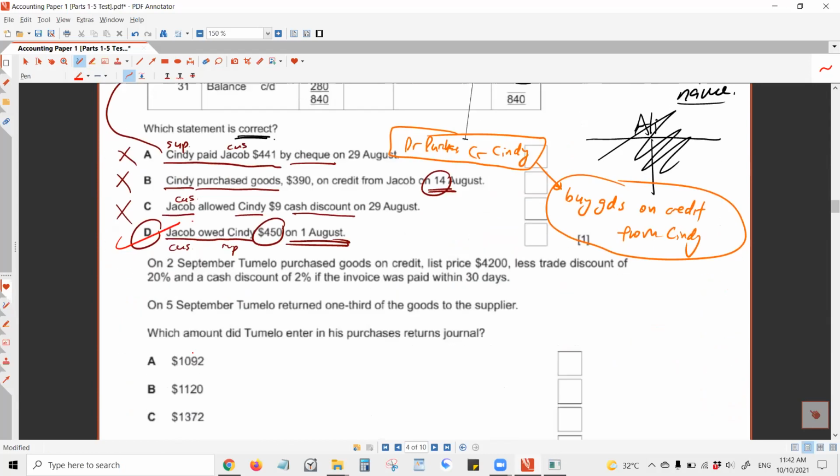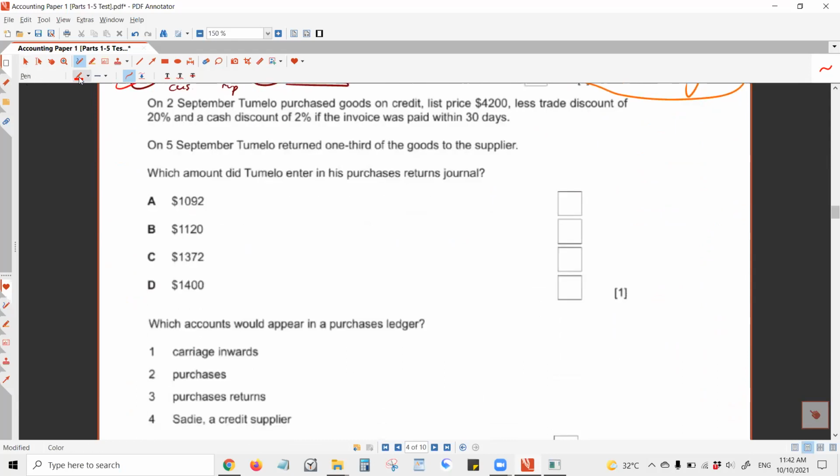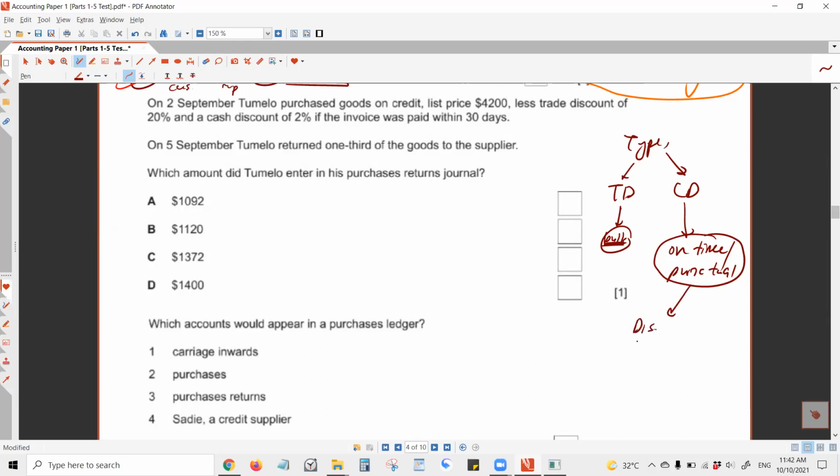Okay, now the next one. Here it involves discounts that you learned from part 3. Recall that there are two types of discounts: trade discount and cash discount. Trade discount is for buying in bulk. When customers buy in bulk, we give them trade discount. Cash discount is for on-time payment. When customers who owe us money pay us punctually, we give them cash discount. Cash discount is also known as discount allowed and discount received. When we are the supplier, we call it discount allowed. When we are the customer, we call it discount received.